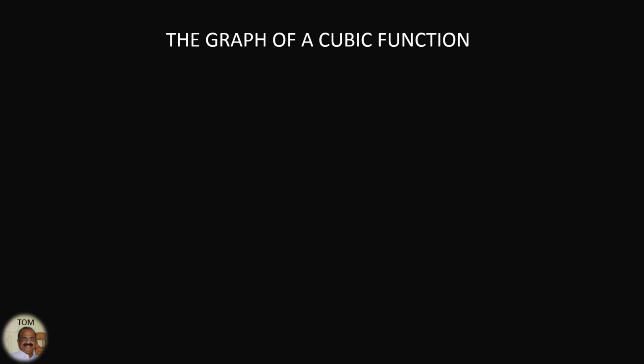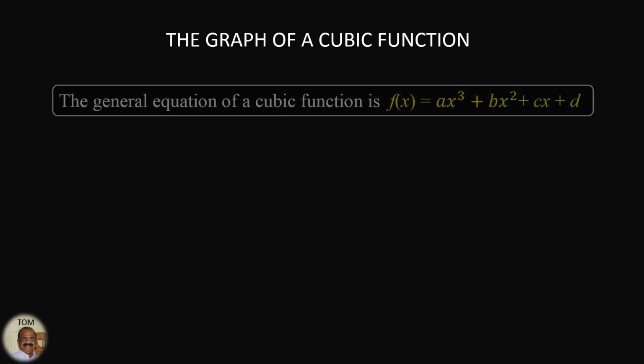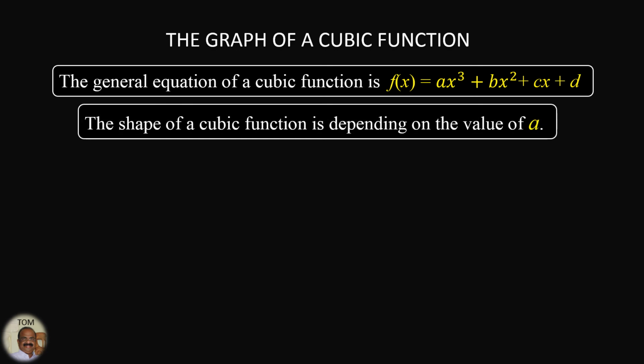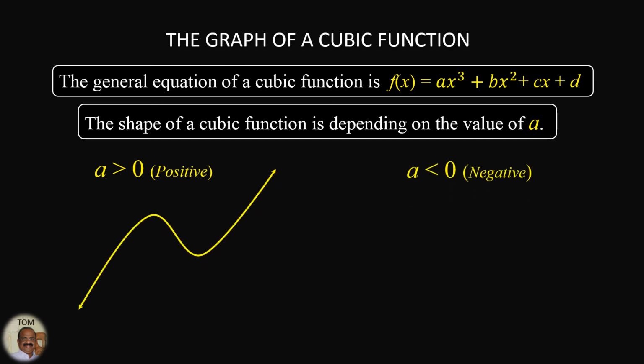Graph of a cubic function. Look at the question. The general equation is f(x) = ax³ + bx² + cx + d. Now, the shape of the graph can be decided by looking at the value of a, the number in front of x³. If a is positive, we say the shape is like this. If a is negative, look at the shape. Just a basic idea. If a is a negative number, the shape is like that.